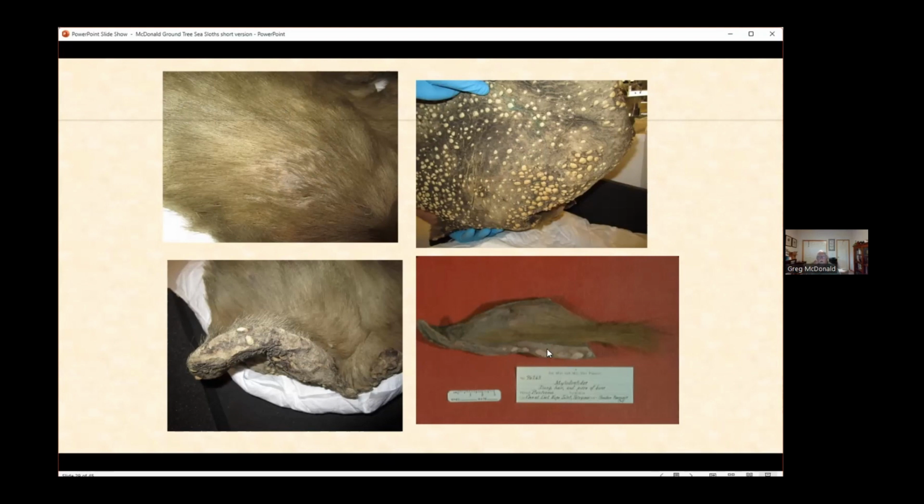And so within the Mylodont sloths, we have a number of different genera, Paramylodon, Mylodon, Glossotherium, which have this. But these ossicles are not present in any of the other families. So it's a unique feature that we see in the Mylodont sloths.